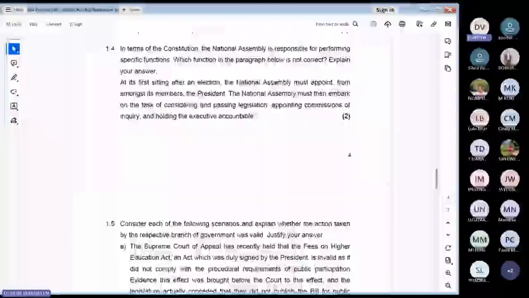Question A says that the Supreme Court of Appeal has recently held that the Fees on Higher Education Act, an act which was duly signed by the President, is invalid as it did not comply with the procedural requirements of public participation. Evidence to this effect was brought before the court, and the legislature actually conceded that they did not publish the bill for public comment because it was urgent. Would you say that the action taken by the particular branch of government was valid or invalid? And more or less, how would you back up your position if you've got one?